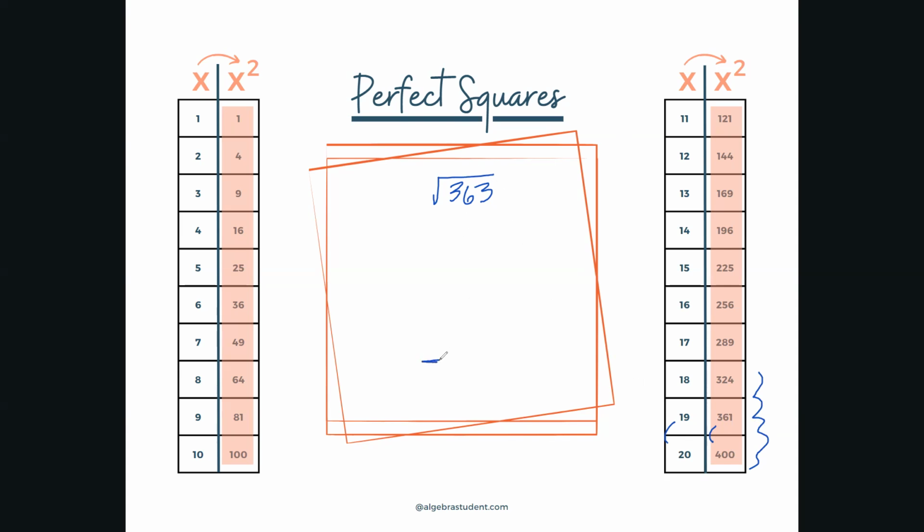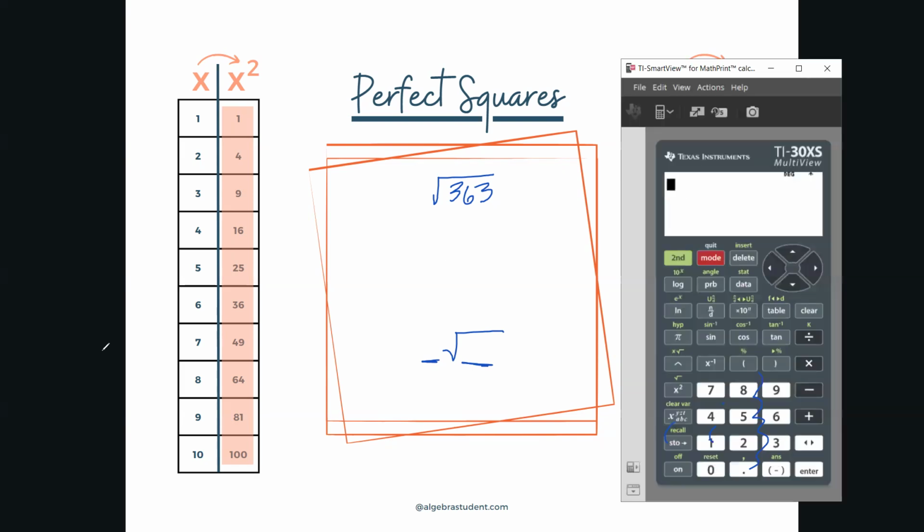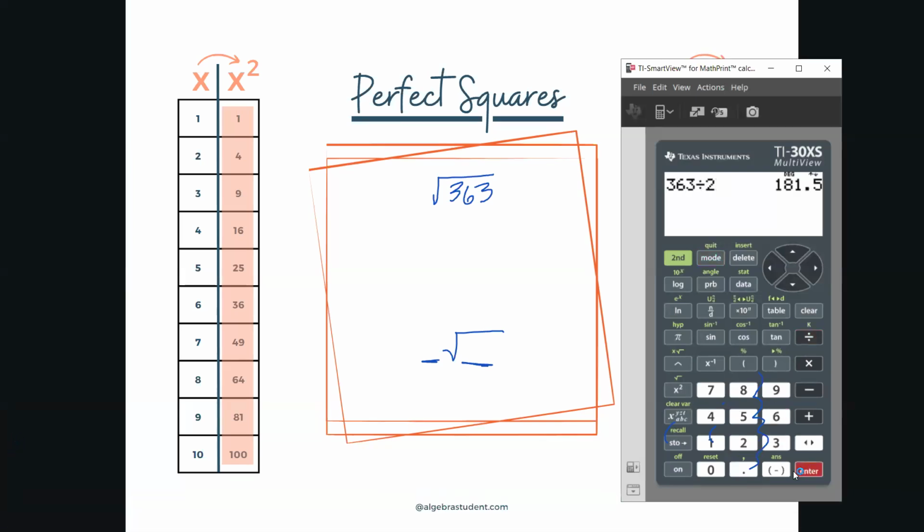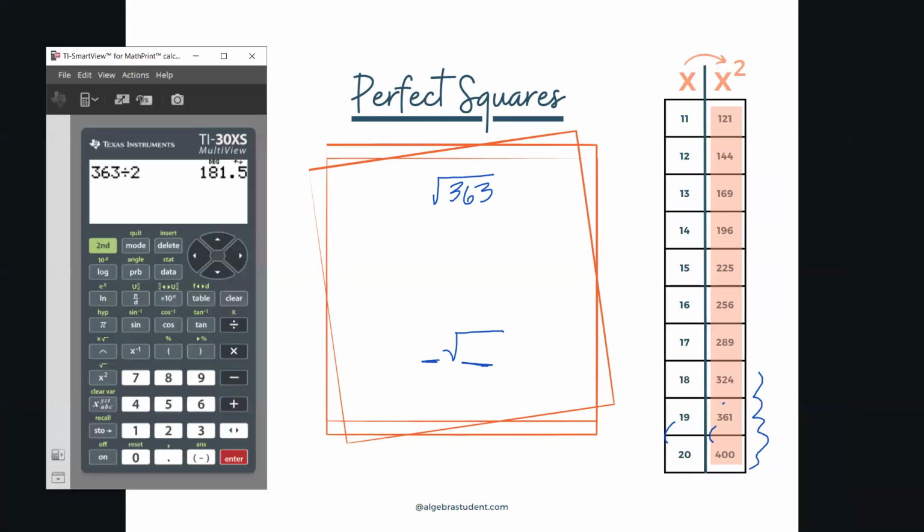It means my answer is going to have a number, and then a square root, and then another number under the square root. So I'm going to back up some and look for a number that will divide into 363. And let's think about something for a moment. If I were to divide 363 by 2, I get 181.5. That tells me that the closest number that will divide into 363 should be in the 180s or so.